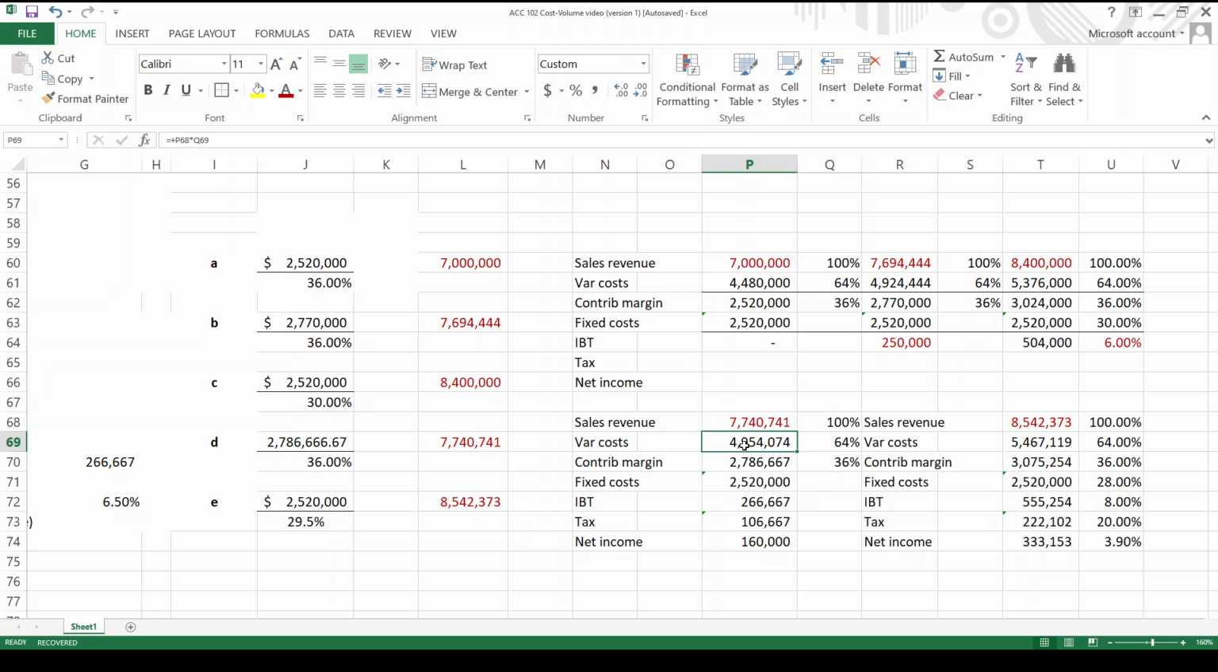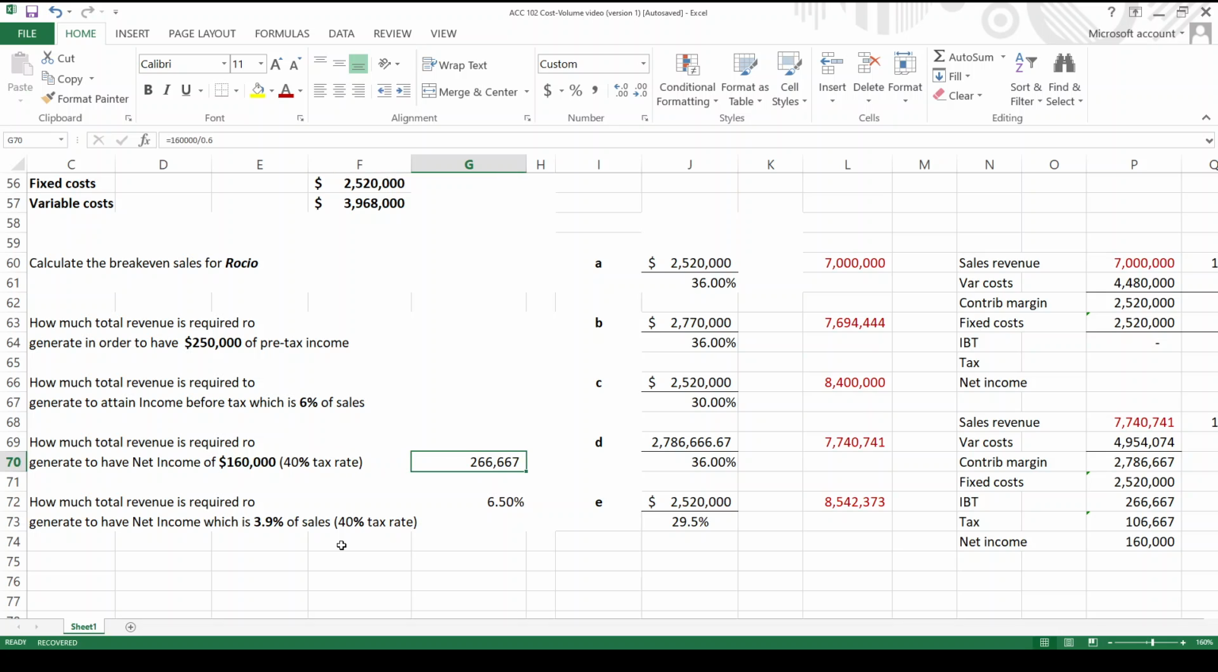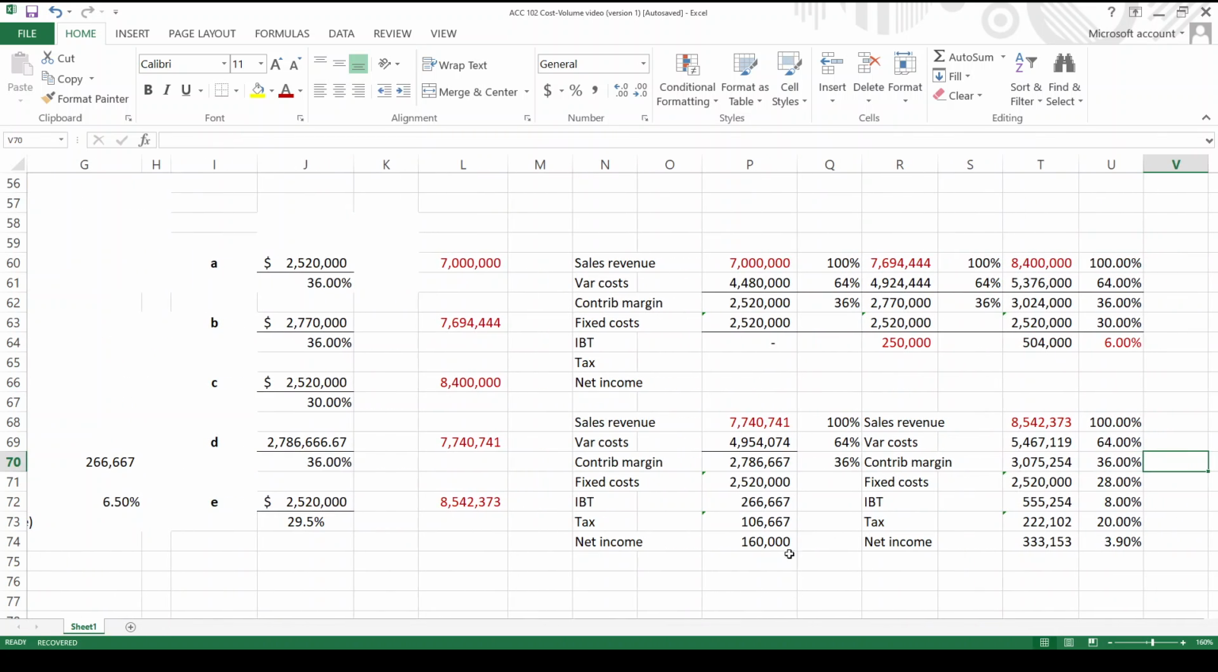All right. The next one is what? We wanted, I believe, net income on this one. Yeah, we wanted net income of 160K. So we said we need an IBT of 266 to get there. So here it is. It looks like it worked. So 64%. There's your contribution margin. Fixed is fixed. IBT is 266. 40% of 266 is 106. So it ties in. We got the net income.